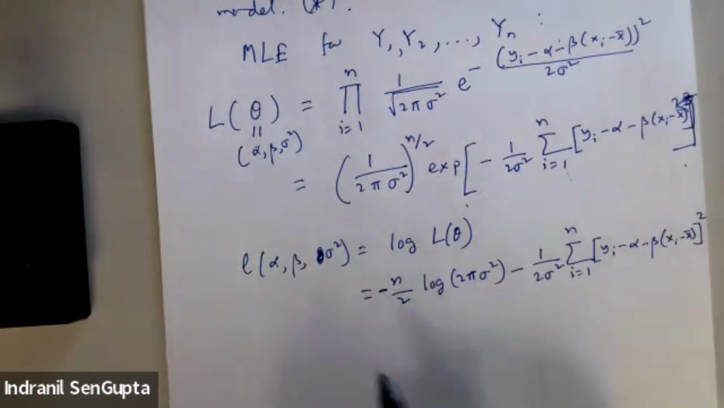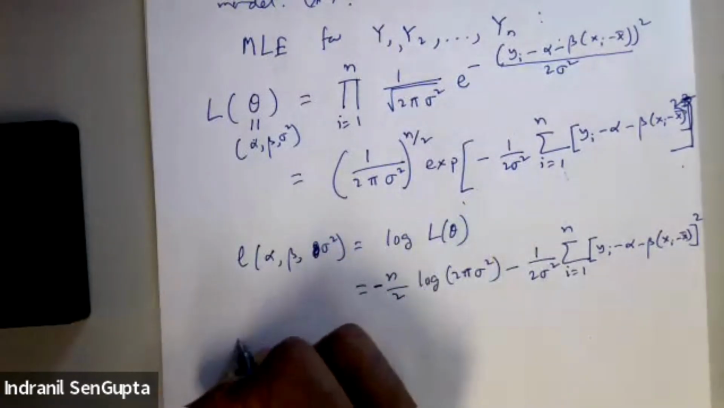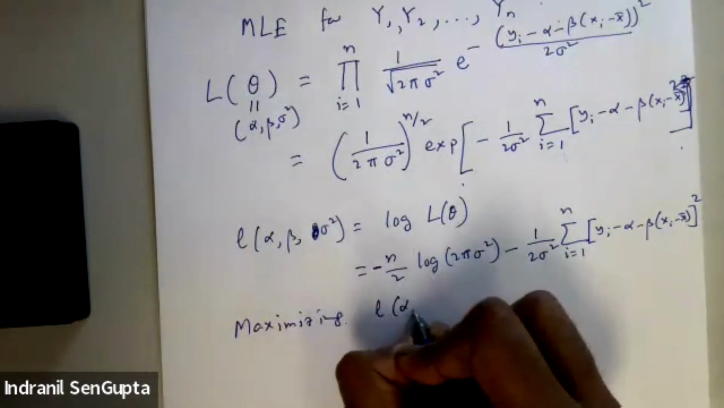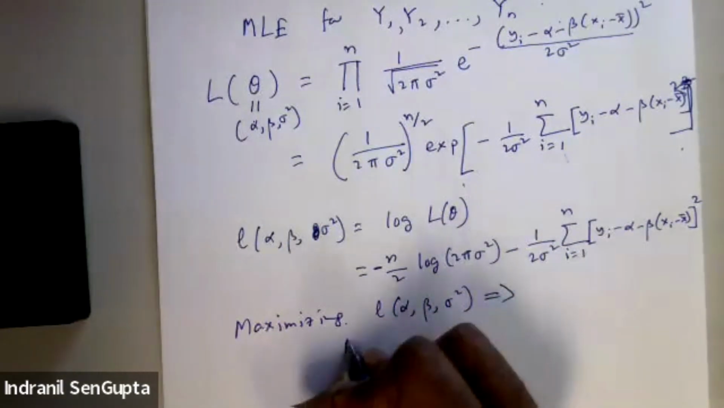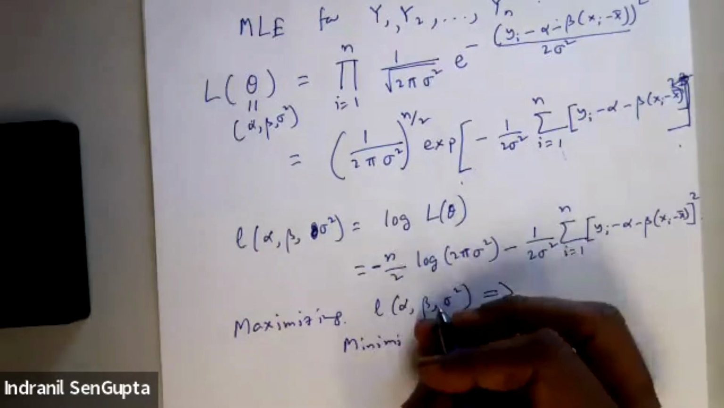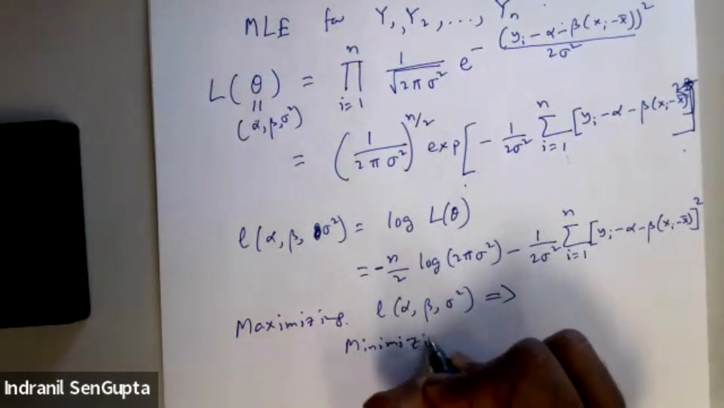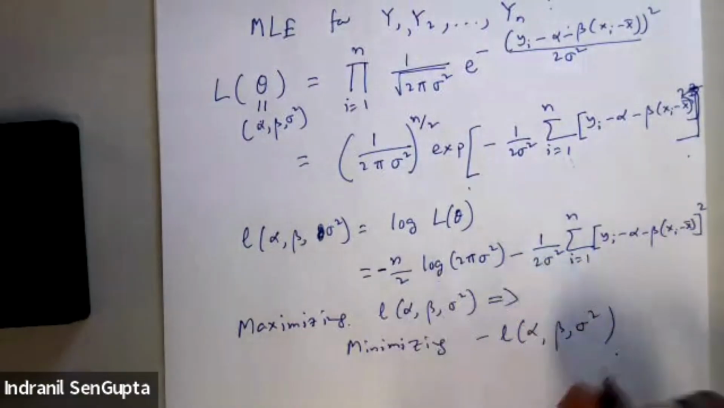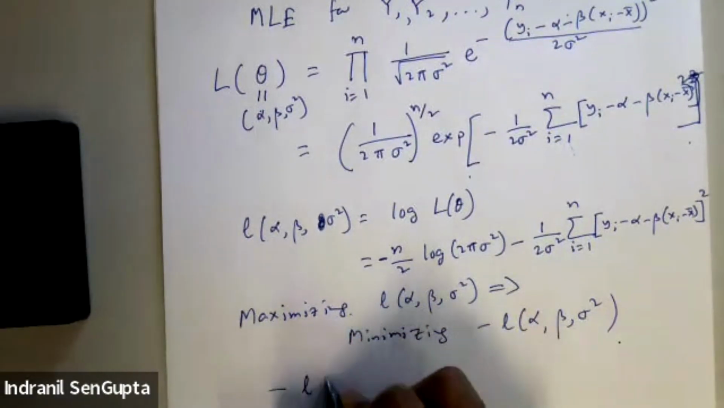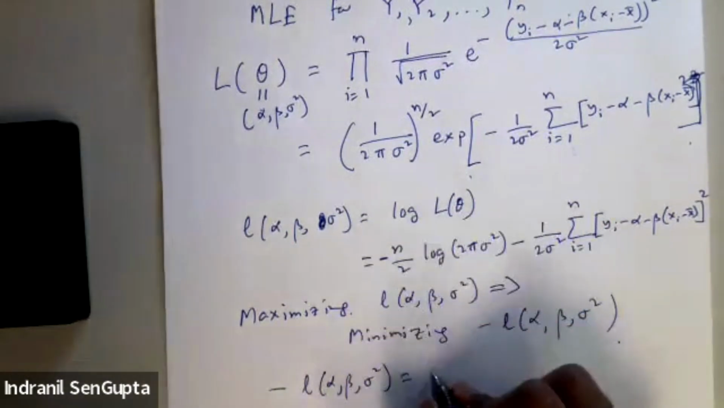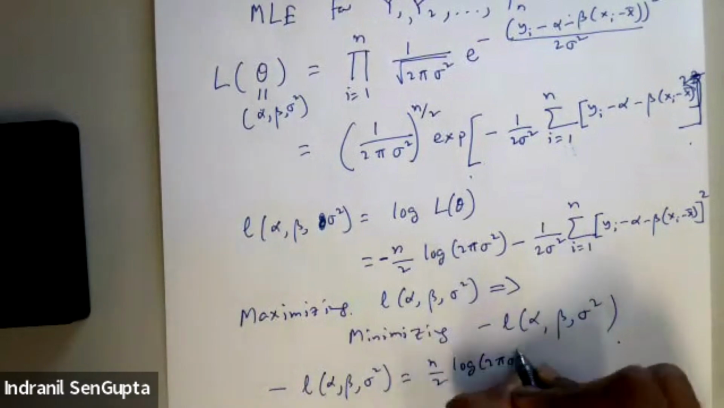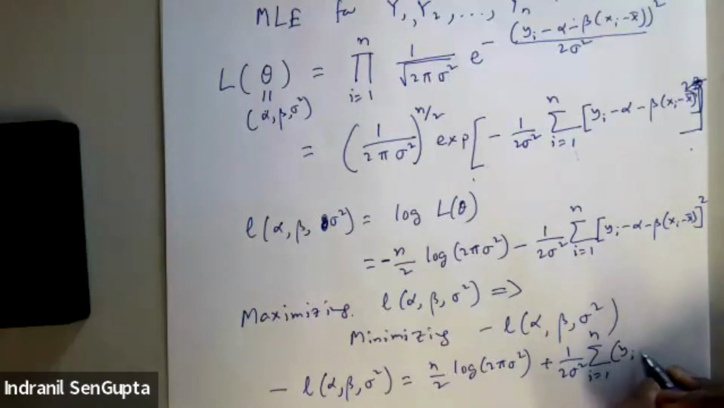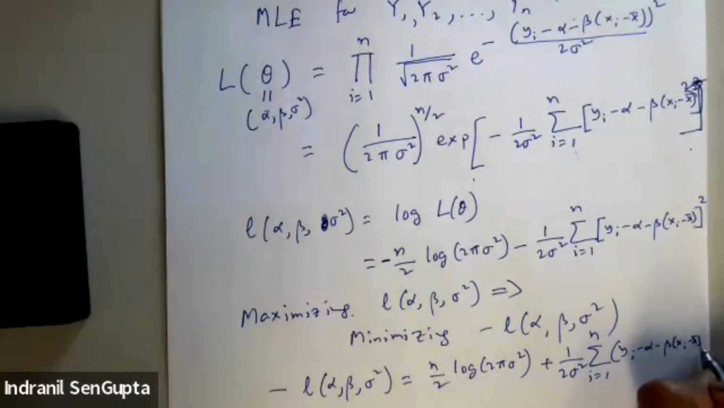Now, we are trying to maximize this. So maximizing this L of alpha, beta, sigma squared is the same as minimizing, since I don't want to work with the negative sign, minus L of alpha, beta, sigma squared. And what is that quantity? It's really the negative of that. So it's n over 2 log of 2 pi sigma squared plus 1 over 2 sigma squared, summation i from 1 to n, of yi minus alpha minus beta (xi minus x bar), squared.